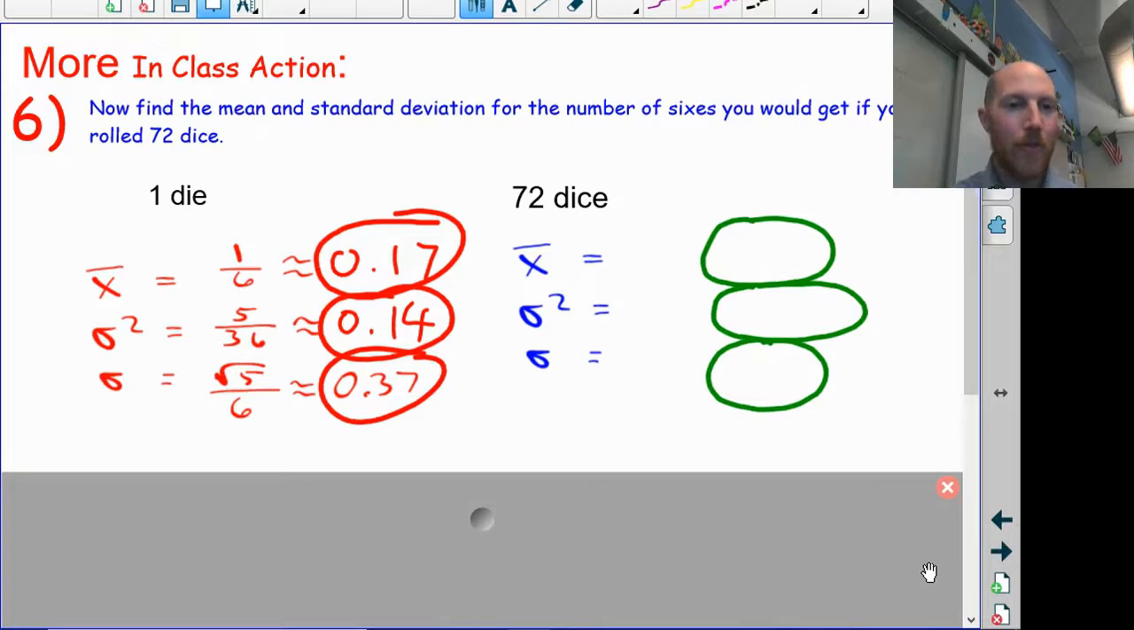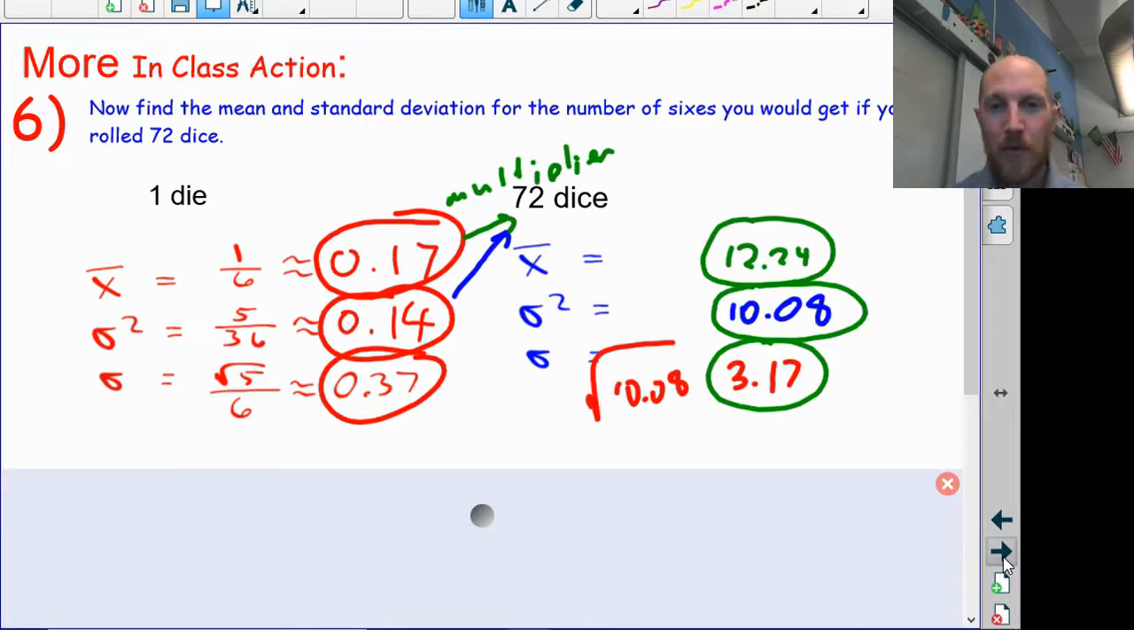Let's take this one step further. So using the mean, the variance, and the standard deviation that we just calculated, like literally a second ago, now let's see what would be the mean and the standard deviation for how many 6s you'd get if instead of 1 die, you rolled 72 dice. You can hit pause on the video so you get your answers for actually all three, the mean, variance, and standard deviation. Pretty cool.